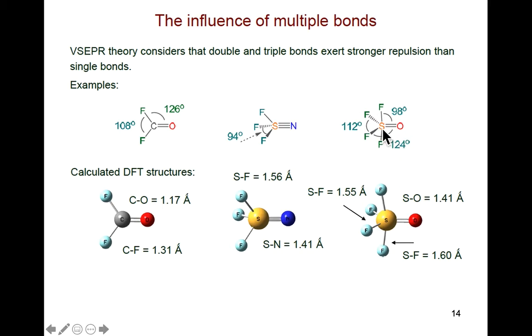Likewise, we have a structure here. If this was actually PF5, PF5 would have a 90 degree angle here, would have a 120 degree angle here. What happens is the fact, again, that this is a double bond, it's more repulsive. So this angle opens from 90 degrees to 98. This angle closes from 120 down to 112. And this angle opens from 120 up to 124.